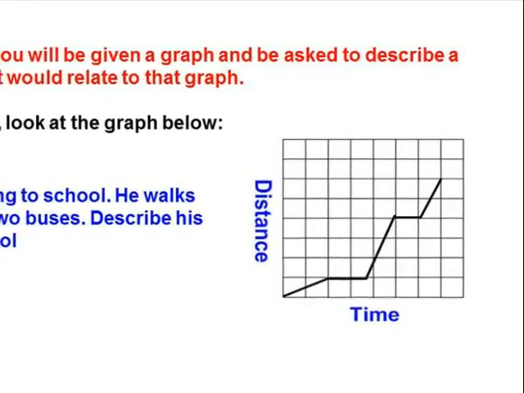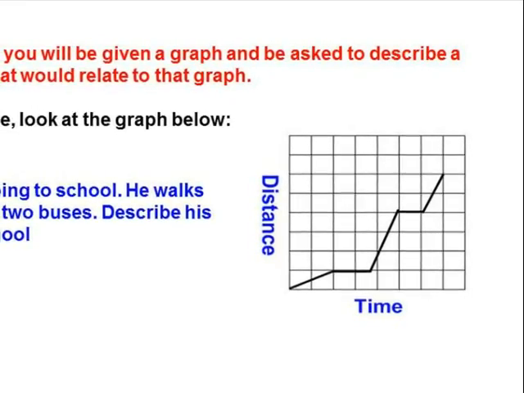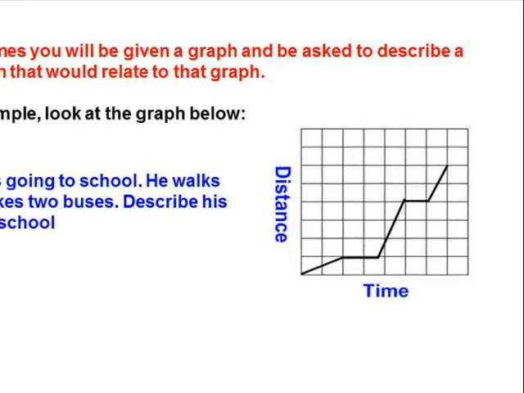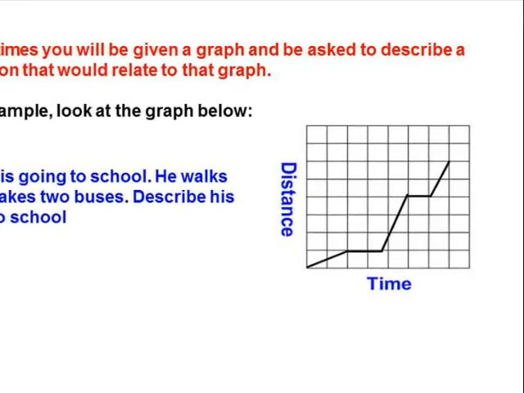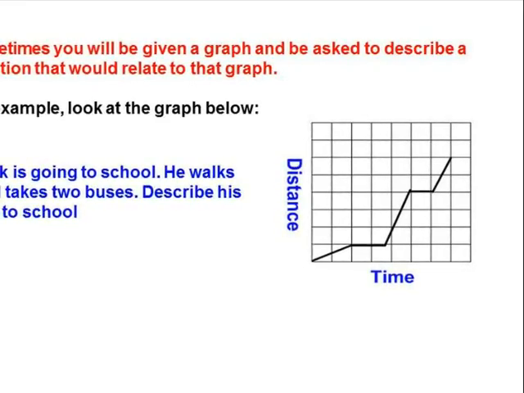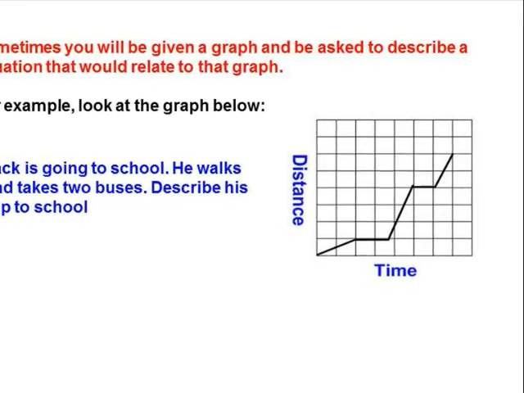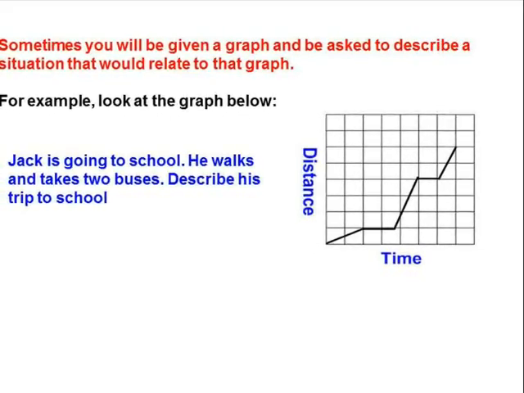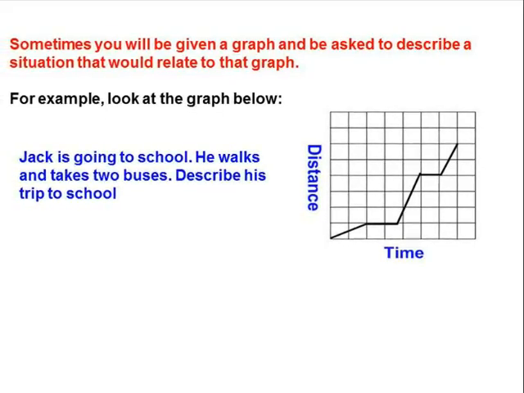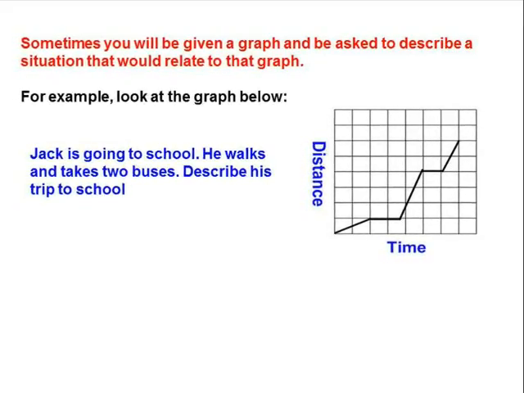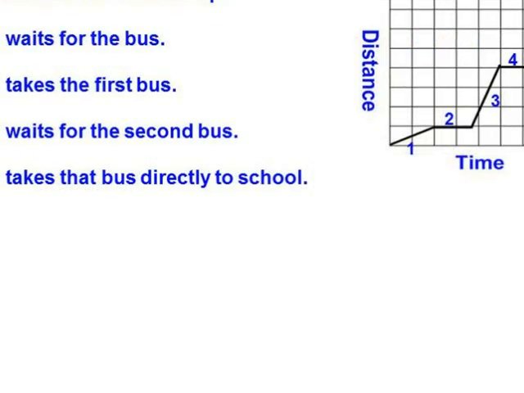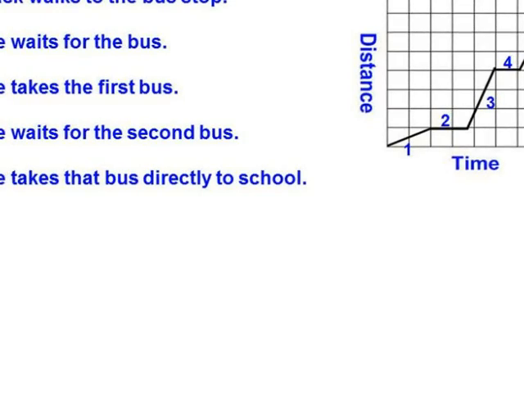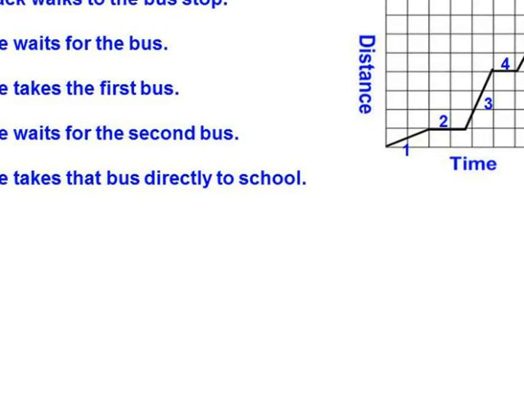Sometimes you will have a given graph and be asked to describe the situation that would relate to that graph. For example, look at the graph below. Jack is going to school. He walks and takes 2 buses. Describe the trip to school. Make sure you pay close attention to the vertical axis that says distance and the horizontal axis that says time. Here I labeled each part of Jack's movement from 1 through 5. Each number matches with the graph.